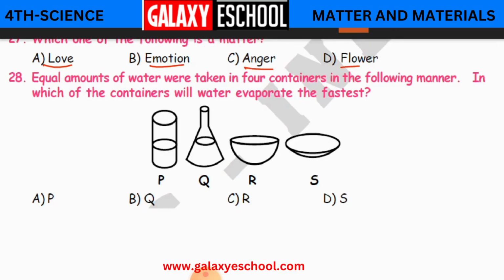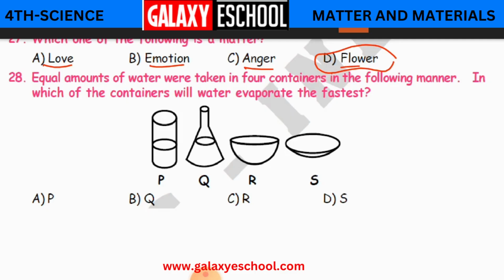So what is the matter, children, here? It is flower. D option is the correct one. Why? Because love, emotion, anger, they are human expressions. They are human feelings. So they do not have weight or they do not occupy any space. They do not have molecules in that. So that is why flower is our matter.